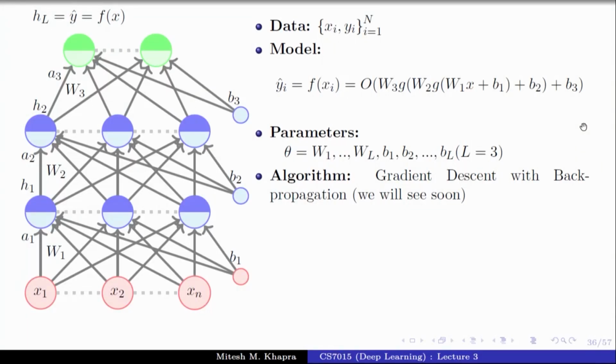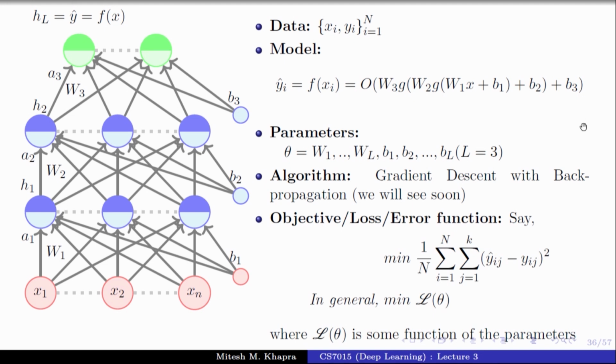Okay? So we did the gradient descent algorithm for 2 parameters. Now we are dealing with many, many more parameters. But these are the parameters that you have. If I want to write it compactly, this is how I'll write it. And the algorithm, again, is going to be gradient descent, but with something known as backpropagation, and that's what we are going to see today.